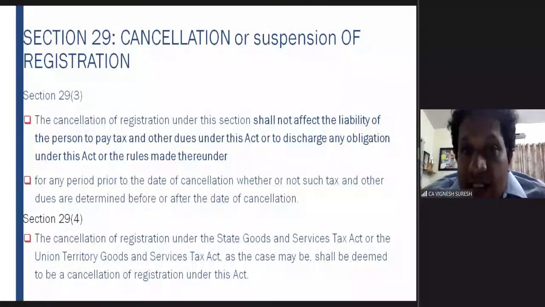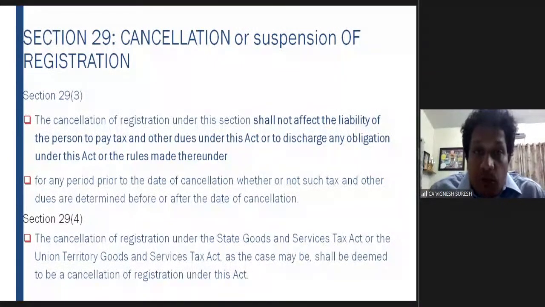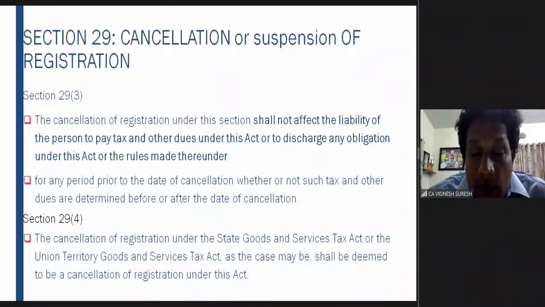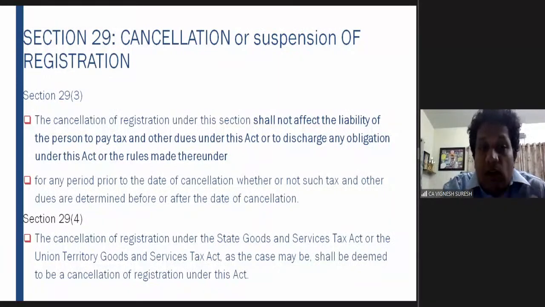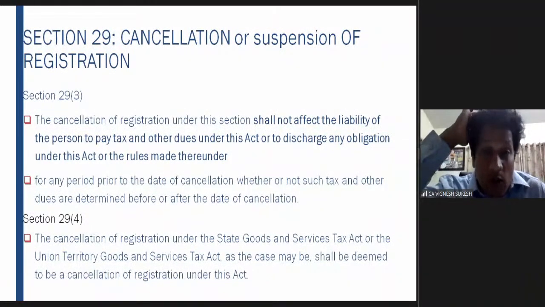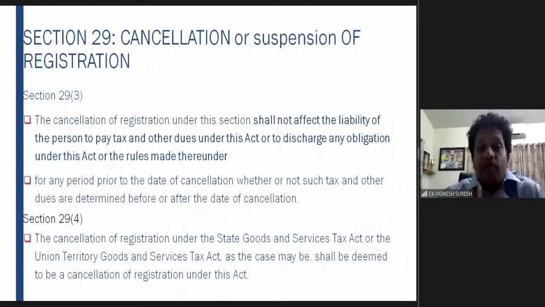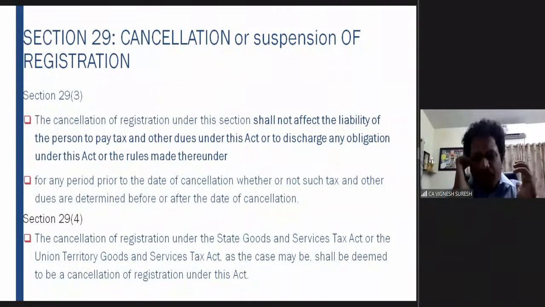After the date of cancellation also, the proper officer may come to know that this person has not paid certain amounts to the respective department, to the respective government. In that particular situation also, the proper officer can issue a notice asking him to pay that amount. So just because the registration is cancelled, it will not affect the liability of the person to pay the taxes and the other dues. That is given in 29 subsection 3.